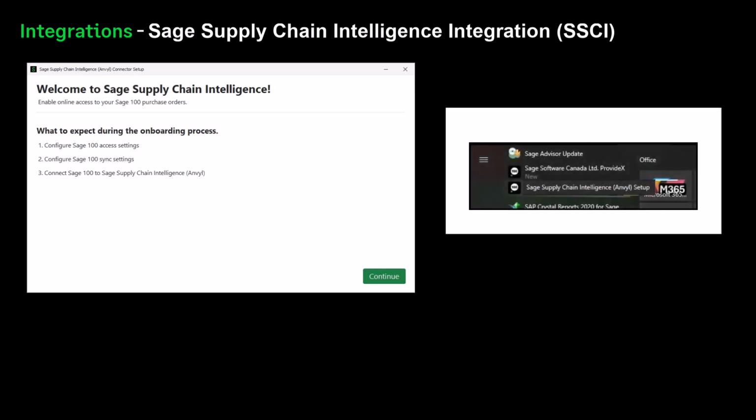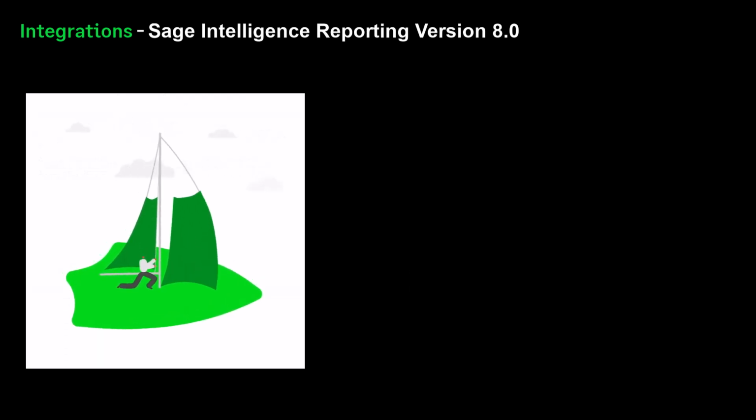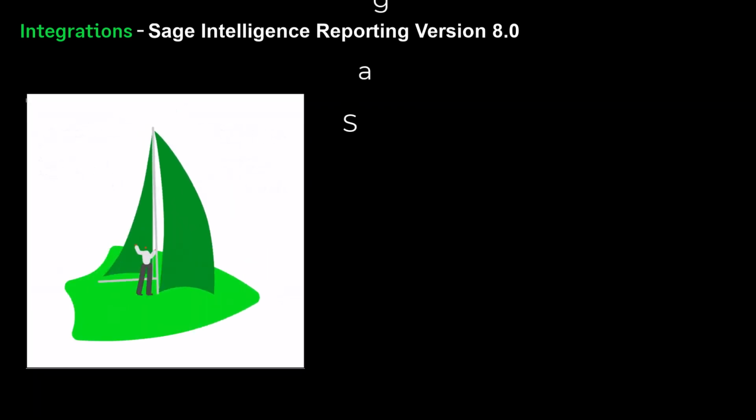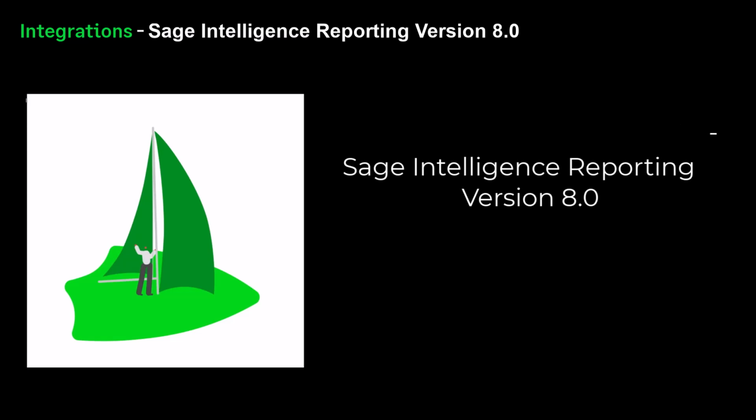Use the Sage Supply Chain Intelligence Setup app to perform integration for Sage 100 2025, 2024.2, and 2023.5. For instructions, see Setup Sage Supply Chain Intelligence Integration in help. We also want to let you know that Sage Intelligence Reporting version 8.0 is now available with the Sage 100 2025 release.